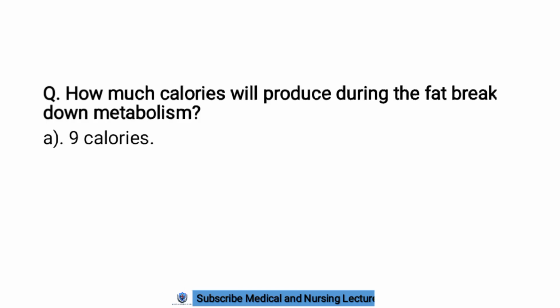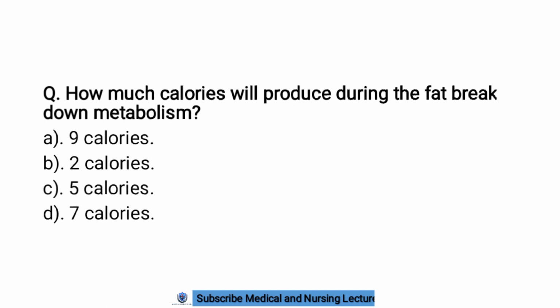How many calories will be produced during fat breakdown metabolism? Option A 9 calories, option B 2 calories, option C 5 calories, and the last option is 7 calories. Here the correct option is 9 calories. Option A is the correct one.